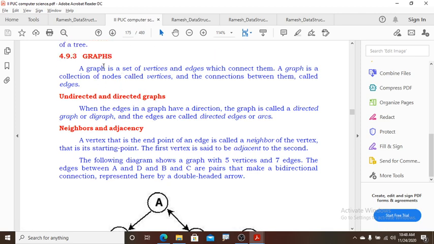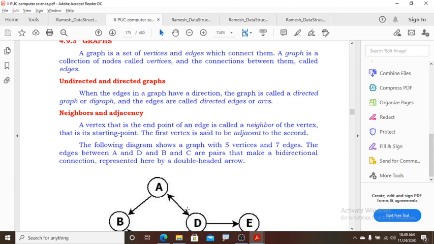So if they ask you what you mean by graph, you have to write like this. A graph is a set of vertices and edges which connect them. A graph is a collection of nodes called vertices, and the connections between them are called edges.